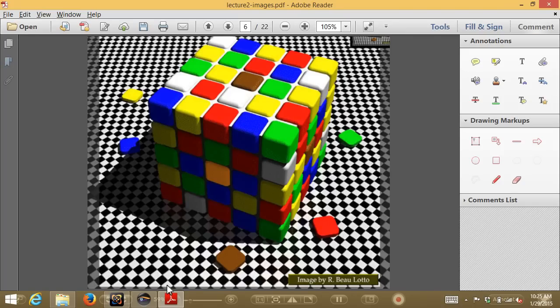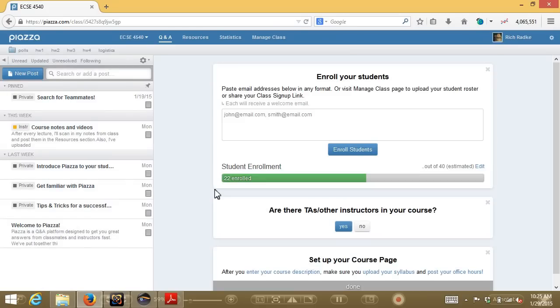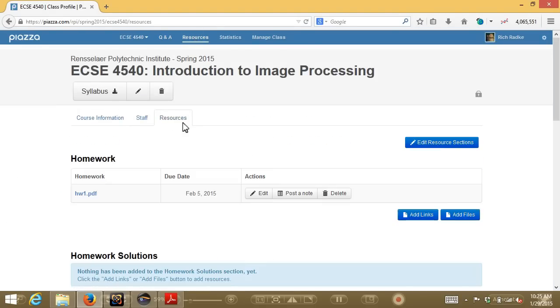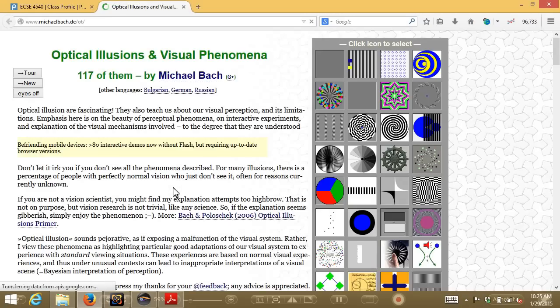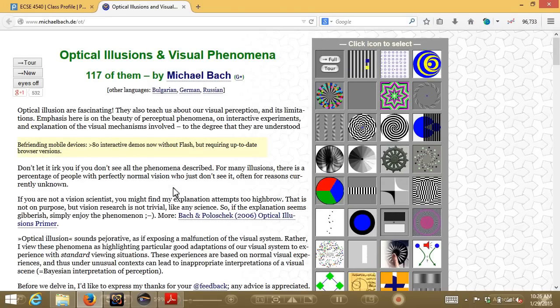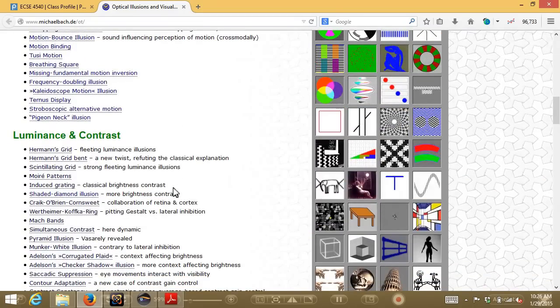And so for more on that kind of thing, there are some cool web pages. So let me just see here. Go away. So let's go to Piazza. I put some links on our Piazza page. And if you go to resources, you'll see a couple of links at the bottom here. One is optical illusions and one is the third one. So let's take a look at this one. This page is great. It's definitely worth paging through these things. In particular, after class, you should go and look at some of these luminance and contrast ones.